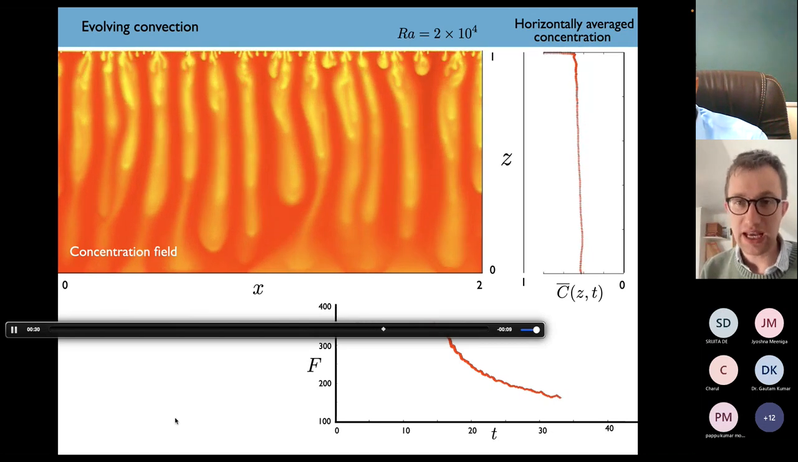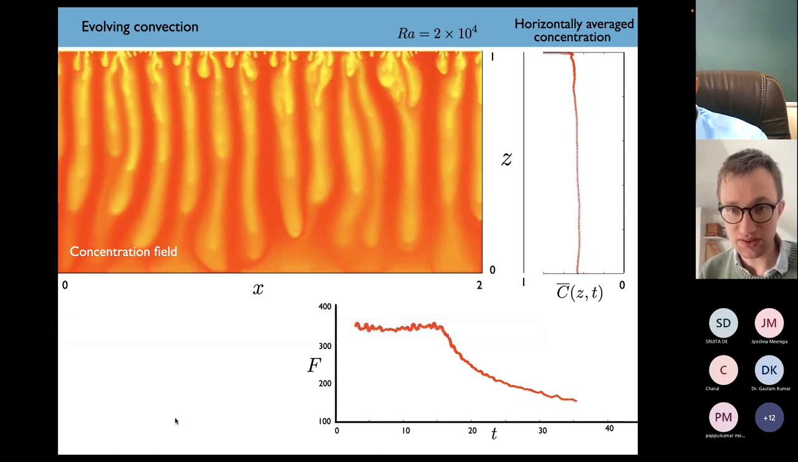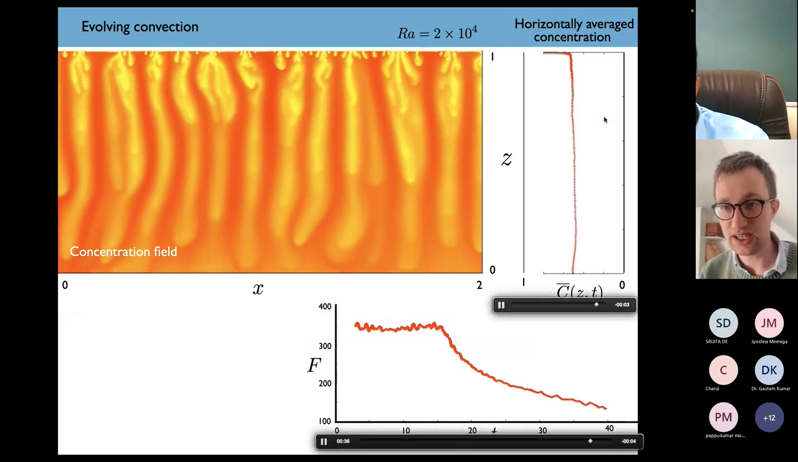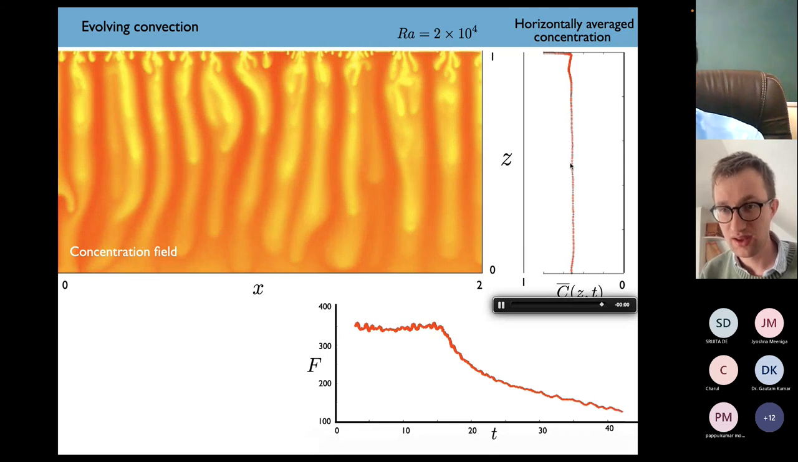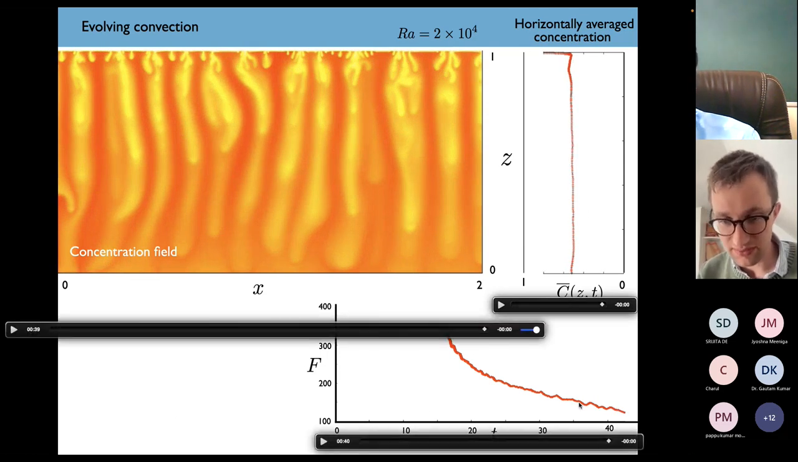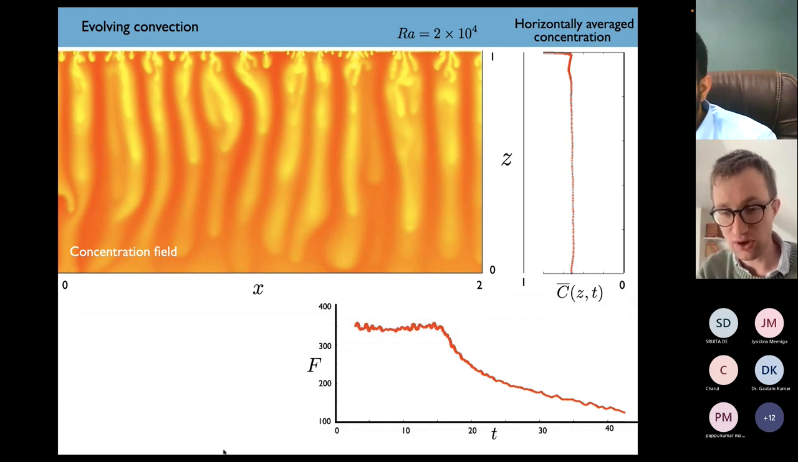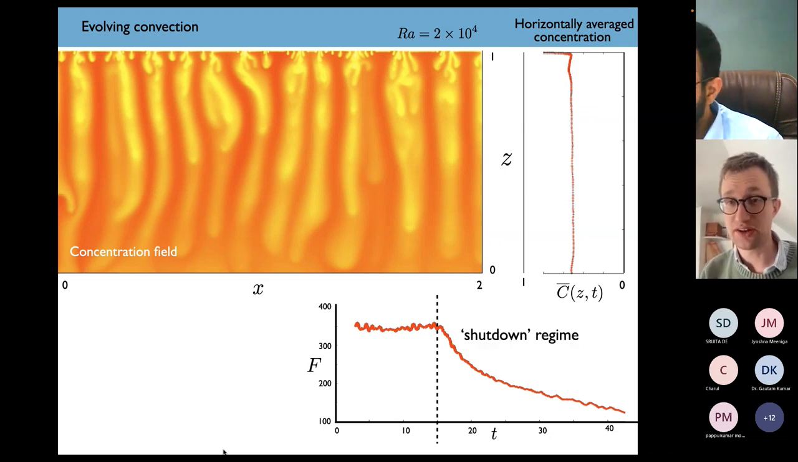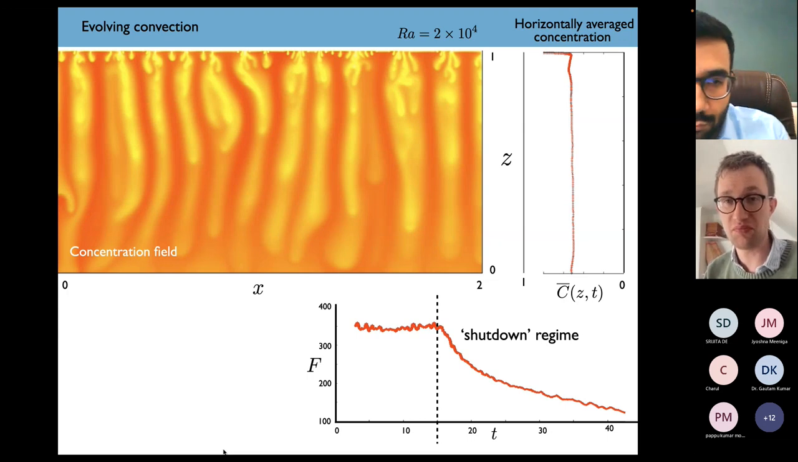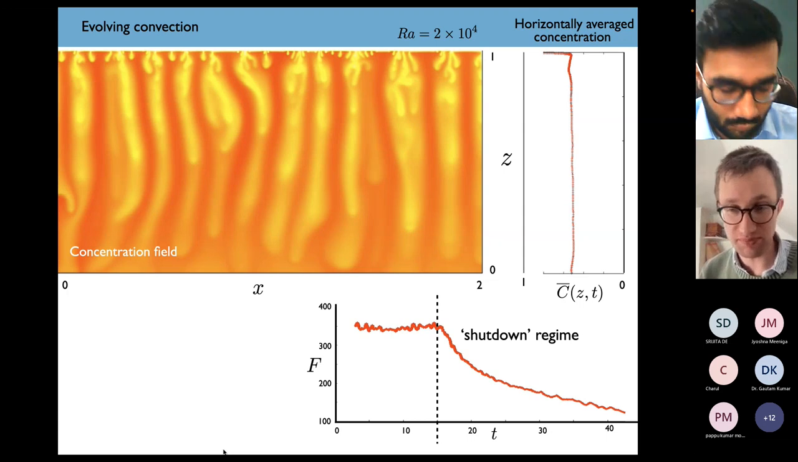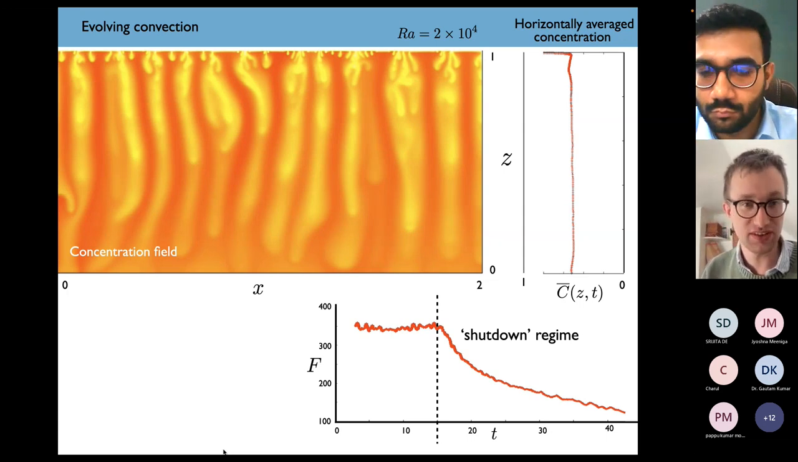And over time, you hit this regime that you can see now where the concentration in the interior, if you look on the right here, is roughly independent of depth, and it's just gradually decreasing. At the same time, the flux was initially oscillating around some constant value and begins to decrease. And this is what I would call the shutdown regime, where convection is gradually becoming less strong because you've used up all the fluid in the domain.